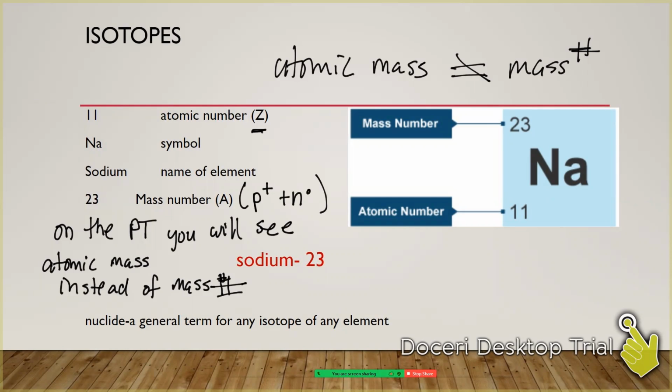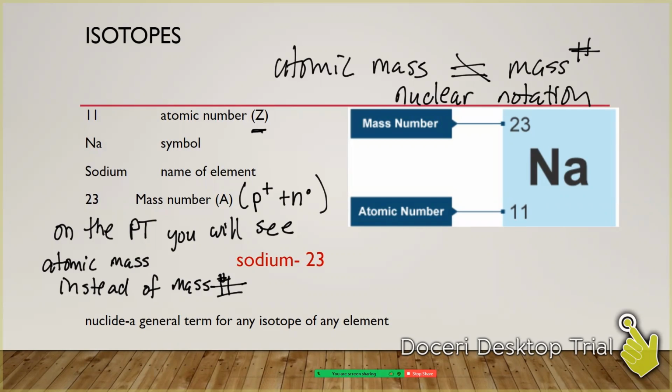Sometimes you'll see this notation. You'll have a symbol or a name with two numbers in front of it. This is called nuclear notation because you're notating what's in the nucleus.